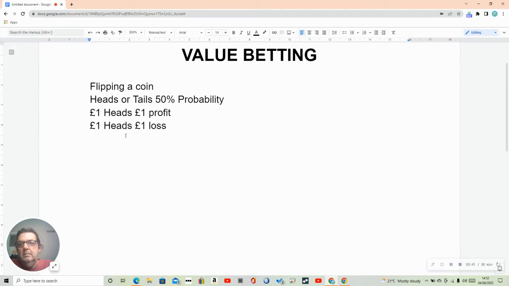You wouldn't get £1 back. You'd get something like 98p or 99p. So they'd take a penny of every pound of profit you've got there. So that's their edge basically. But I'm not going to get into that in any detail. What I want to look at is the actual value side of things.